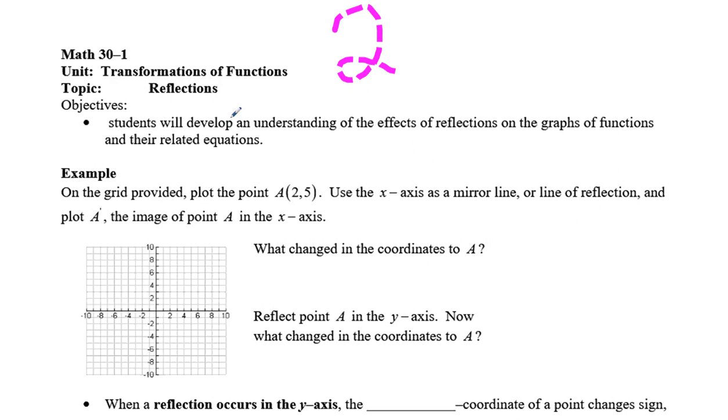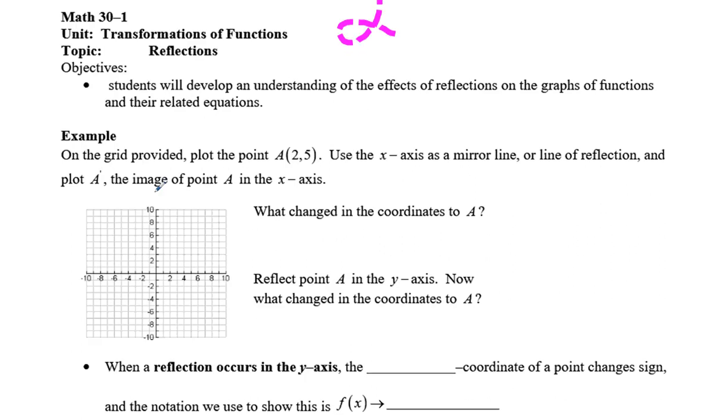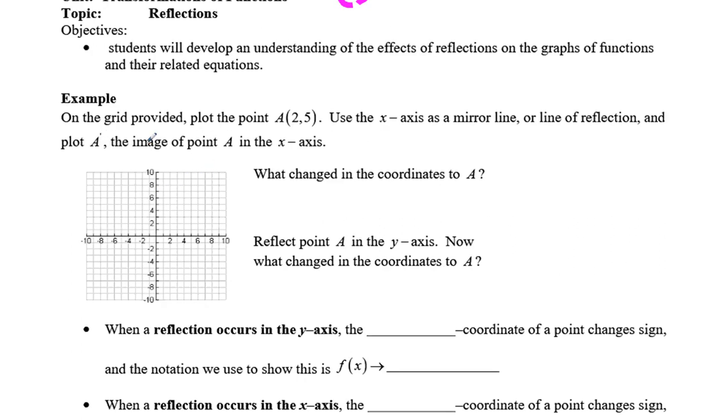Reflections simply turn things around or upside down. If you were facing right, maybe I'll reflect you so that now you face left. If you were facing up, now I'm going to reflect you to face down. So, on the grid provided, plot the point 2, 5. Use the x-axis as a mirror line.